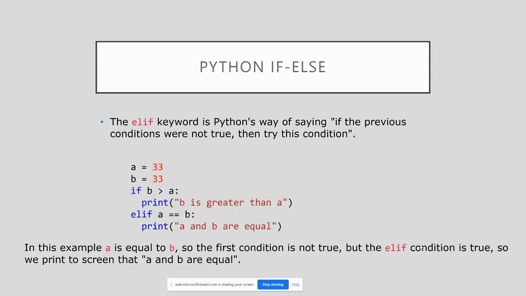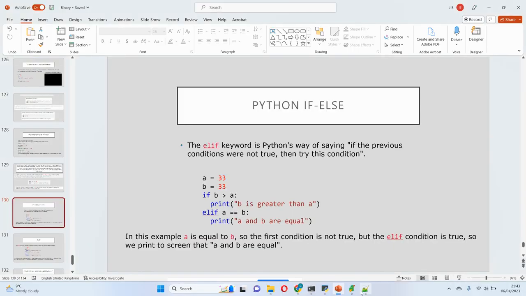So let's have a look at this example of Python if else. The elif or else if keyword in Python is the way of saying if the previous conditions were not true, then try this condition. So we have here again two variables. We have A and B. A equal 33, B equal 33. If B more than A, then print B greater than A. Else if A equal B, then print A and B are equal. So let's have a look at this example.